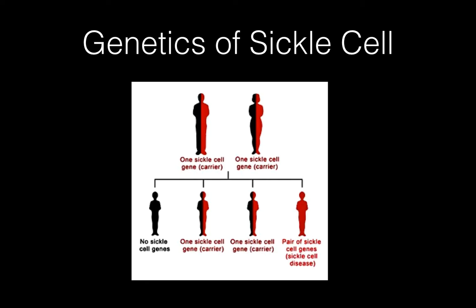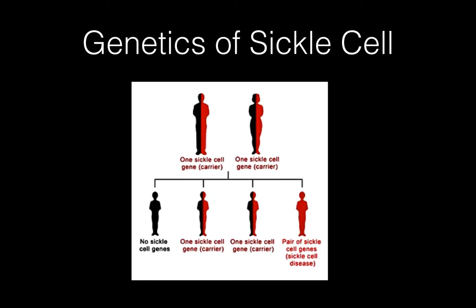This is the genetics of sickle cell. Sickle cell anemia, known as SS, is an inherited blood disorder. Approximately 1 in 400 African American children are born with sickle cell anemia, and about 1 in 10 have sickle cell trait, known as AS. The two hemoglobin types inherited will determine the shape of the red blood cell.